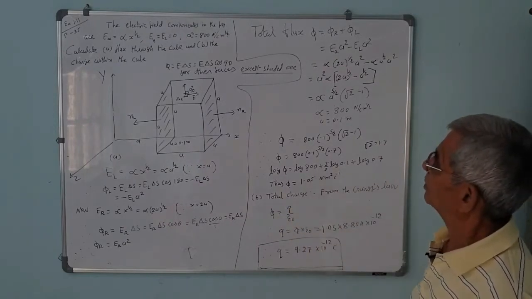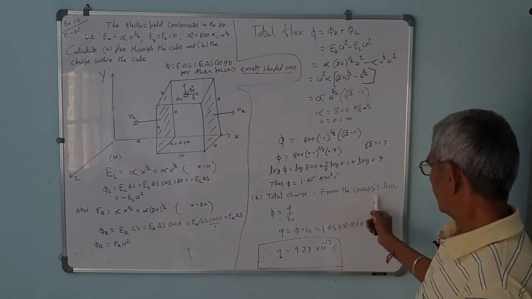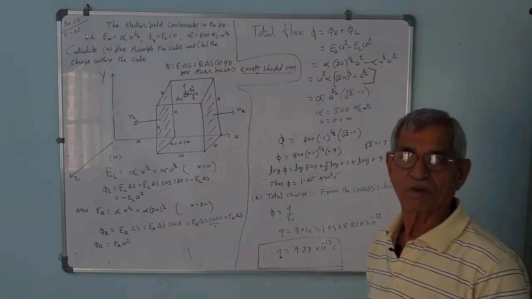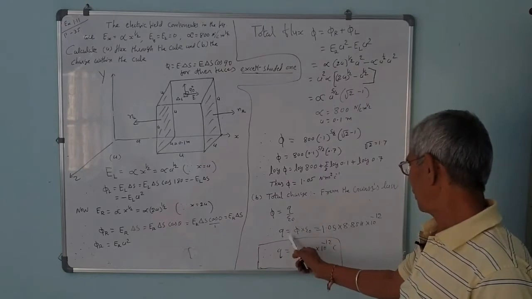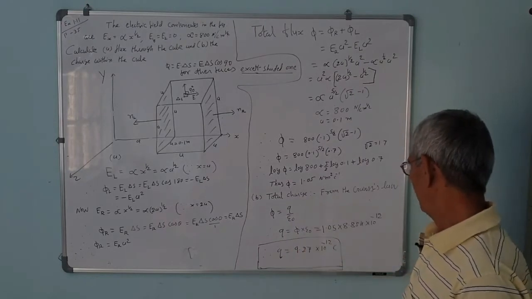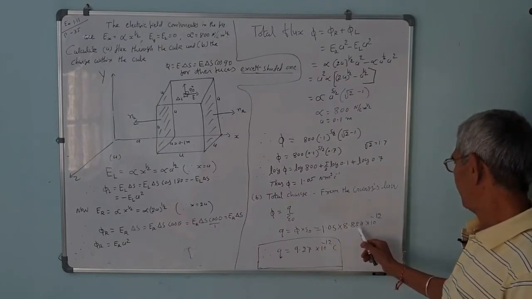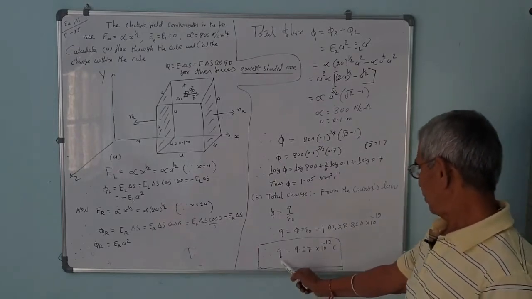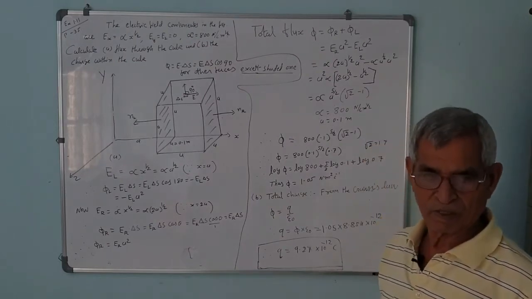What is the total charge inside, within the cube? From Gauss law we know the total flux phi is equal to Q by epsilon 0. So Q is equal to phi into epsilon 0. Phi is 1.05, epsilon 0 we know is 8.854 into 10 raised to power minus 12. This Q is equal to 9.27 multiplied by 10 raised to power minus 12 coulomb.